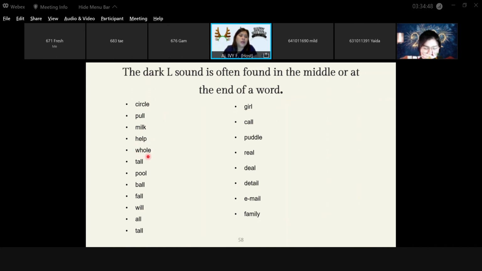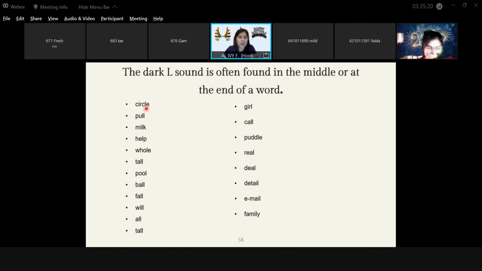So we have here circle, pool, milk, help, pull, tall, ball, fall, wheel, all, girl, puddle, real, deal, detail, email, family. Okay, so these are the example words of a dark L sound. It is in the middle.